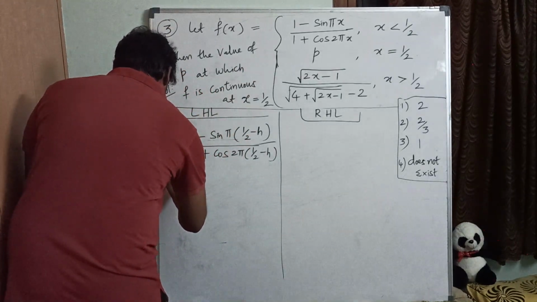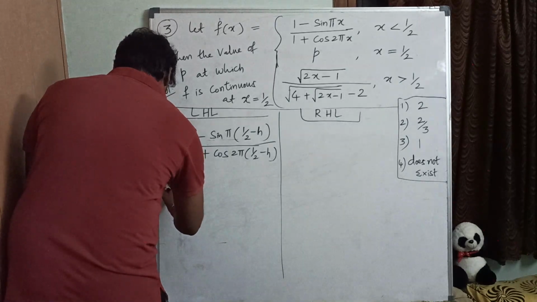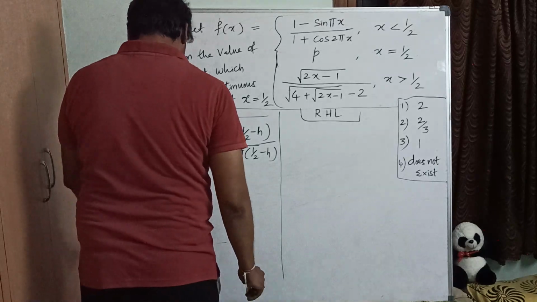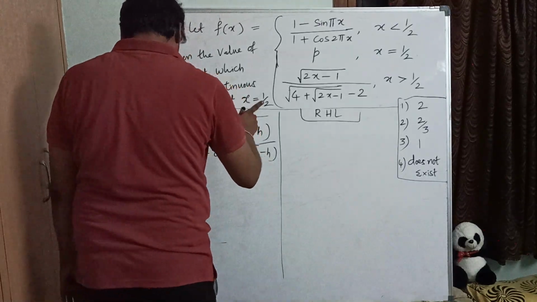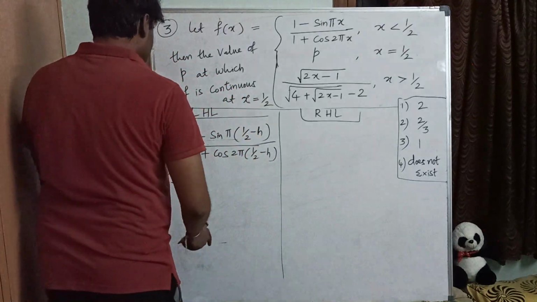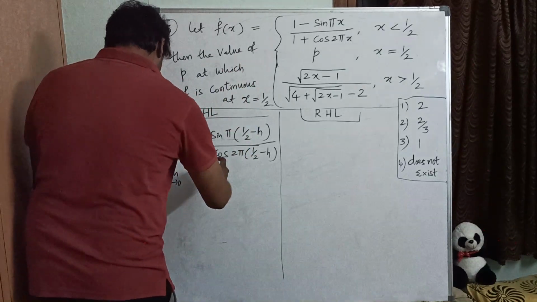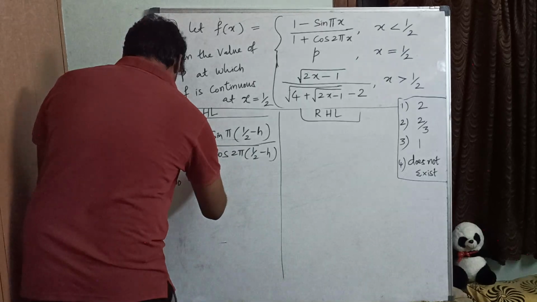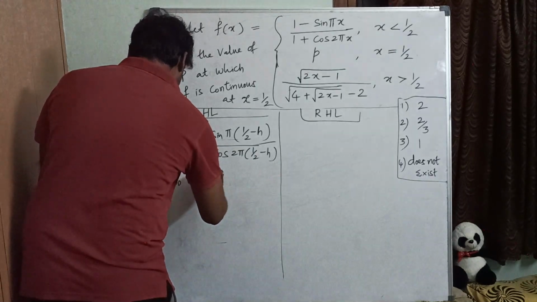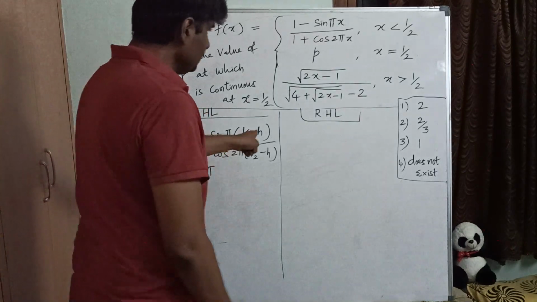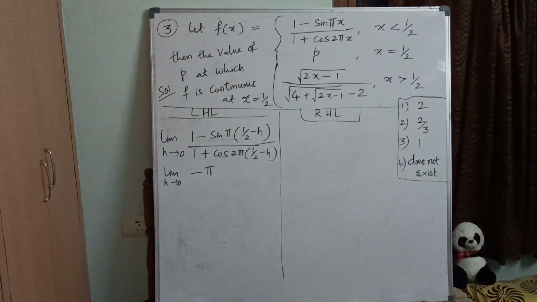So limit h tends to 0. Okay, so 1/2 minus. Anyway, we are going to check at 1/2. So minus pi, cos pi we can write as minus pi. So f of 1/2, so minus pi cos of pi. Let me check the question.